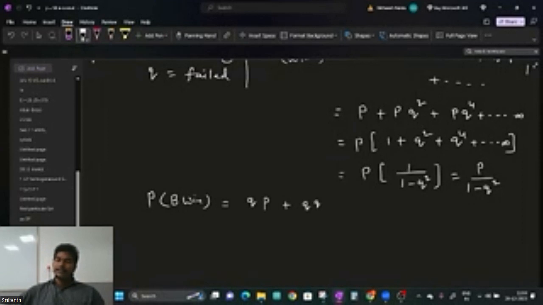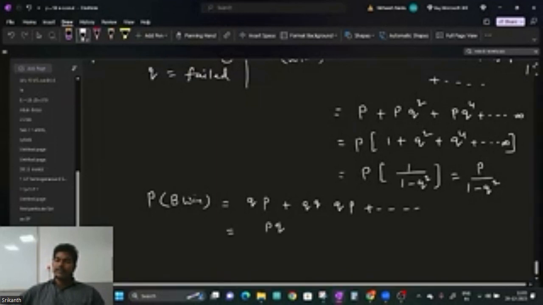Next day, we decide to give the winning of B in the second round. So both failed in the first round, and the second round started. A will fail and B will get the winning. And so on, the process continues. If you calculate this, you will get PQ by 1 minus Q square. This is the probability of B winning. Just apply PQ as a common term: 1 plus Q square and so on. It is an infinite GP, so a by 1 minus r, that is 1 by 1 minus Q square.